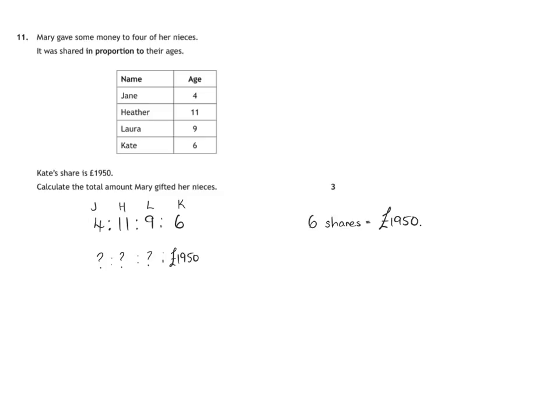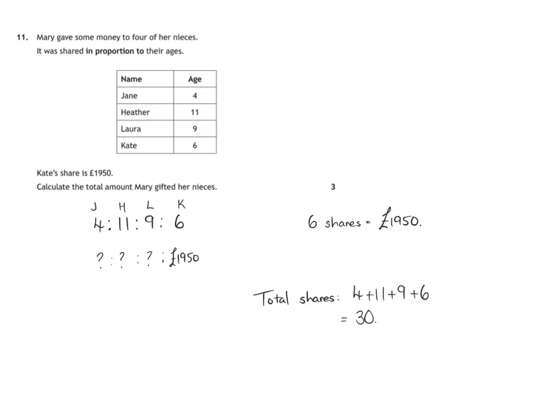So we need to work out how much she gave them all together. So we can work out our total shares as well. Our total shares is what we get when we add all the numbers together. So that's 4 plus 11 plus 9 plus 6, which is 30. So there's 30 shares altogether. We know what 6 shares are.